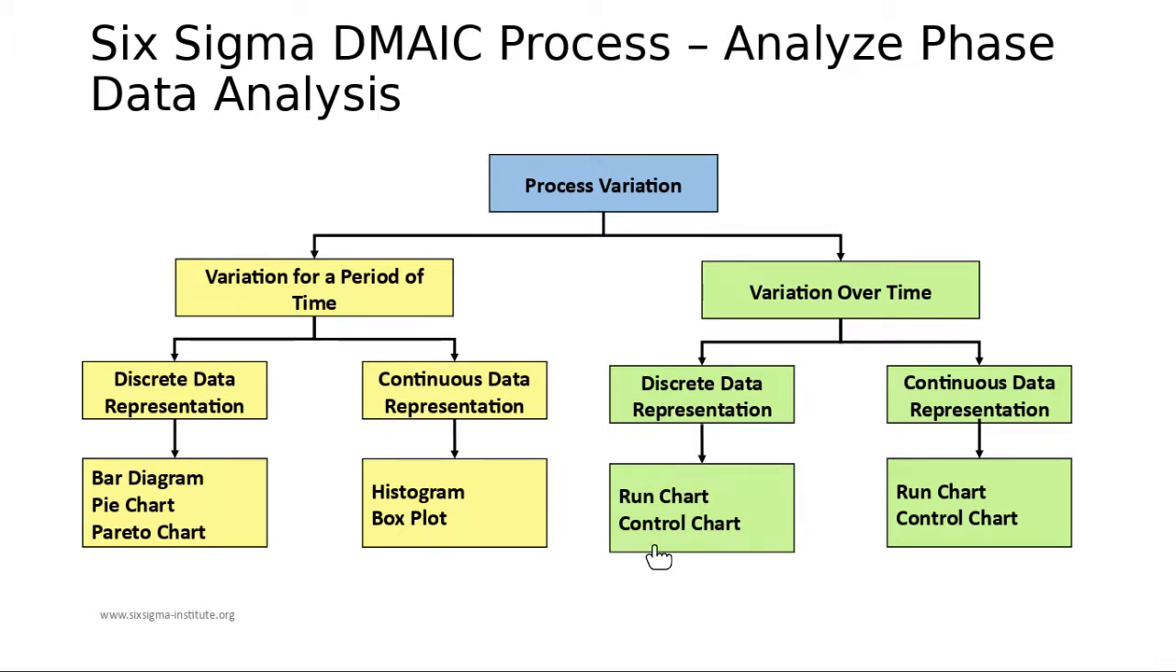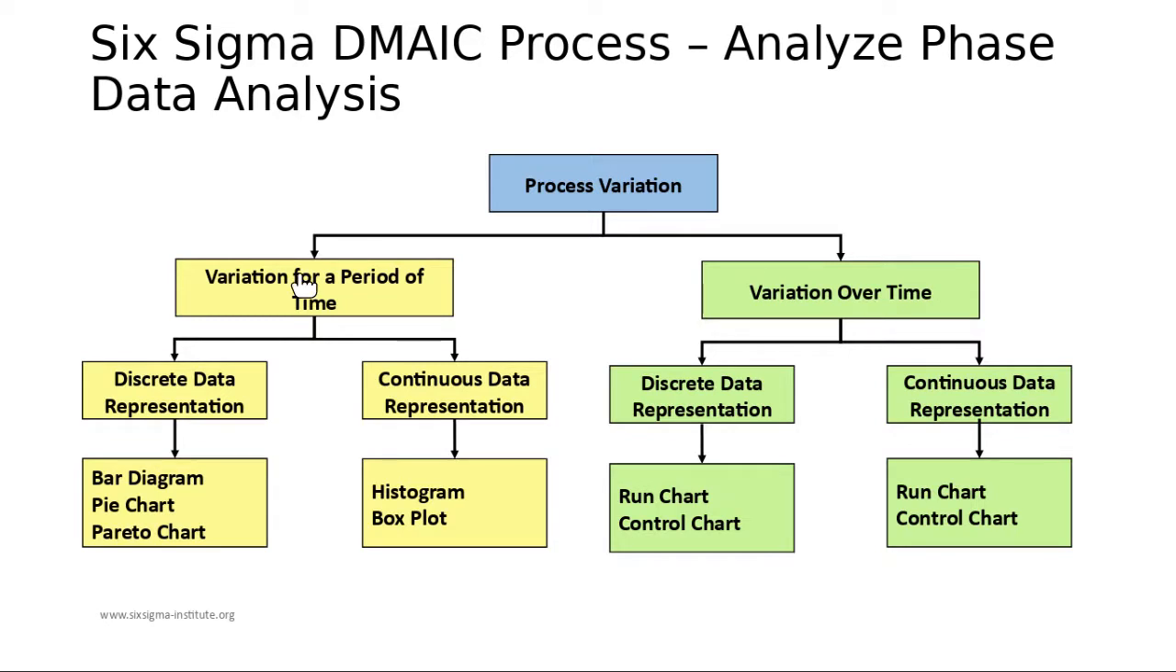Even though they are control charts, there are specific control charts for the discrete data, as well as specific control charts for the continuous. But the name of the tools for the variation over time is the same, whether it is discrete or continuous data. And what do we mean by analyzing the variation over time? For example, if you would like to measure the variation in the production line during the operating hours, this is considered to be variation over time.